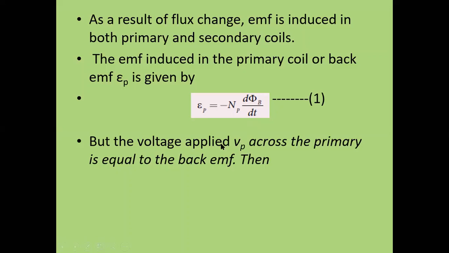Now the voltage applied across the primary is Vp. This is equal to the EMF. So we can write Vp is equal to minus NP d phi b by dt. So epsilon P can be written as the voltage.